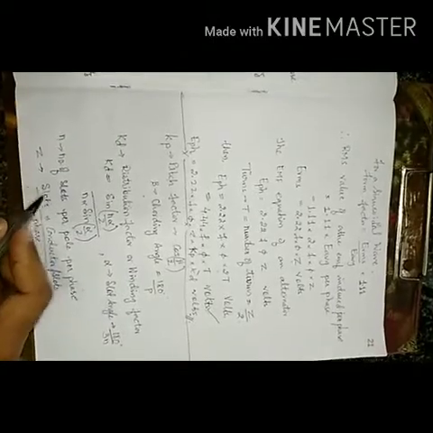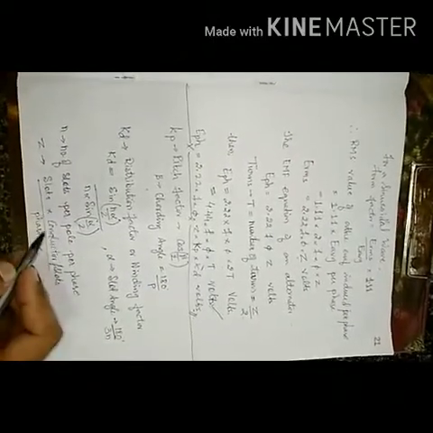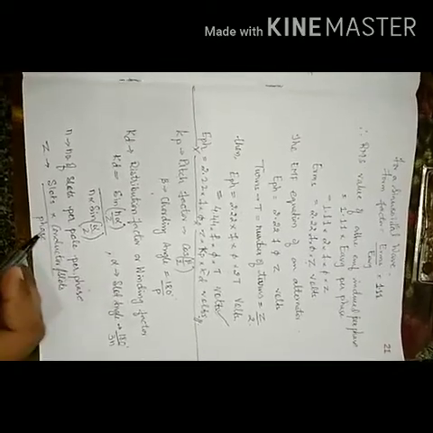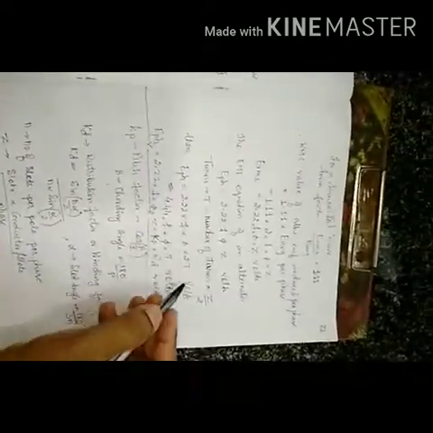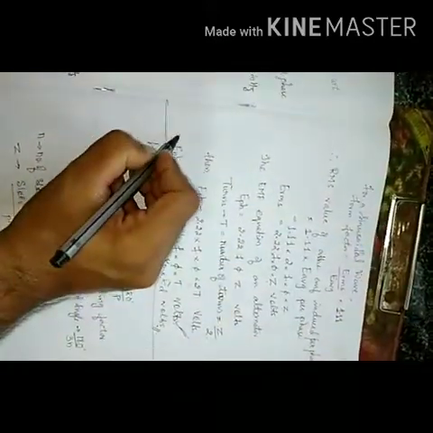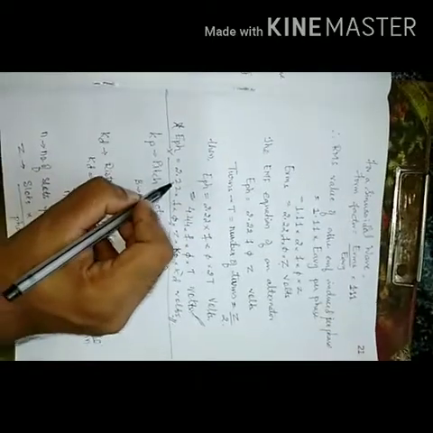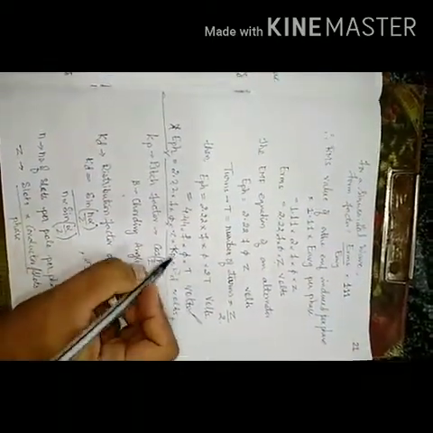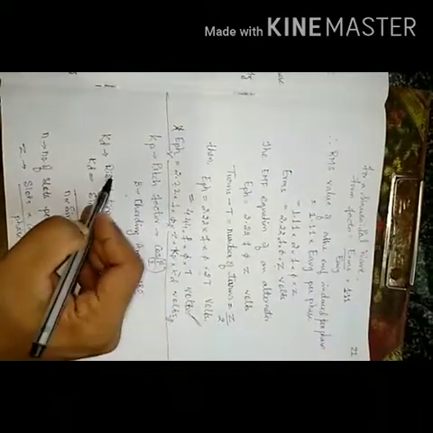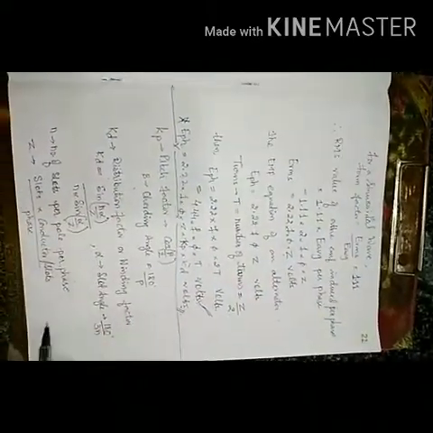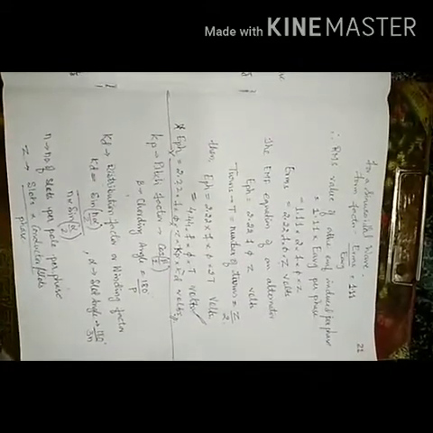Z is the total number of conductors per phase, which can be calculated as slots into conductors per slot divided by phase. So, overall, after this derivation, you need to just write this equation. That is E phase equals 2.22 F phi Z Kp into Kd volts, wherein we don't have the derivation of Kp Kd. It is just for the sake of problems, and these equations are very important in order to solve the problems.